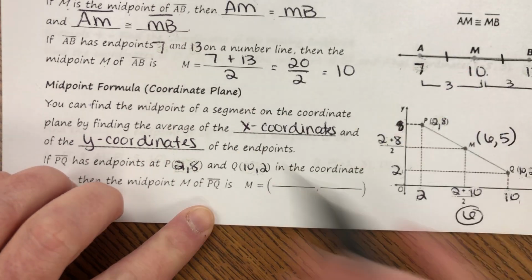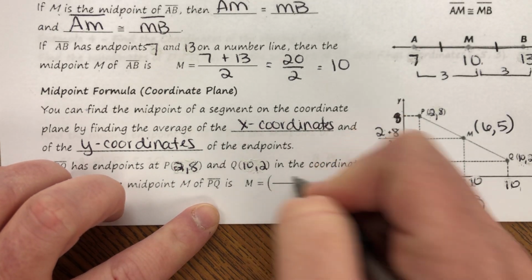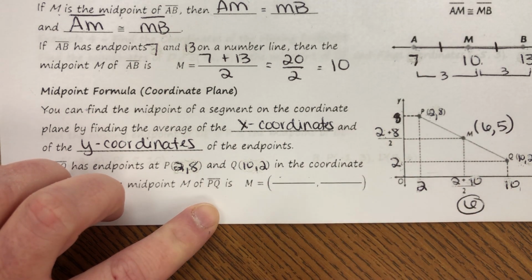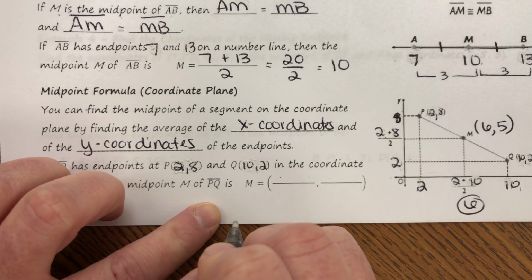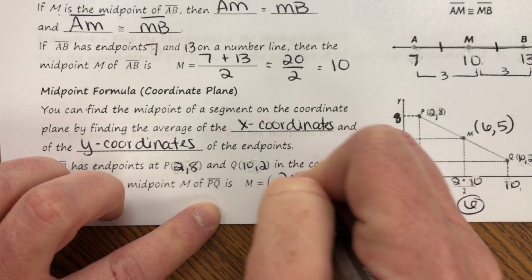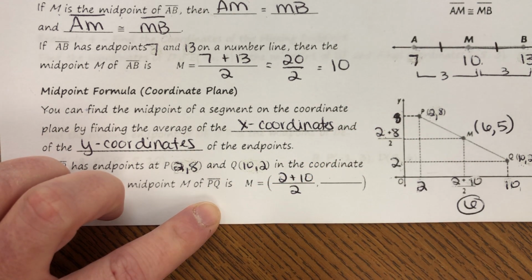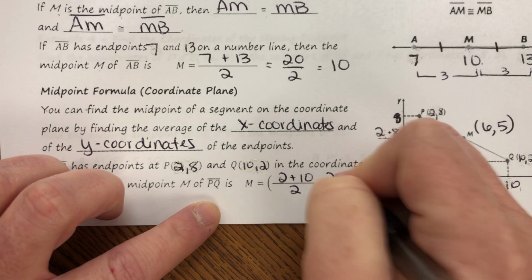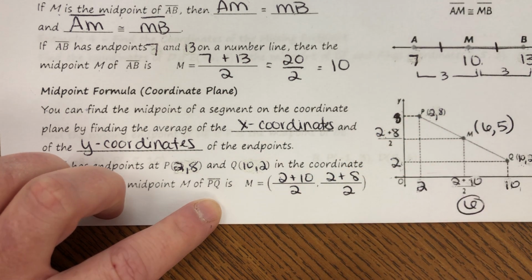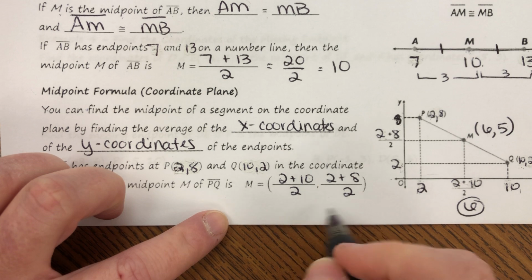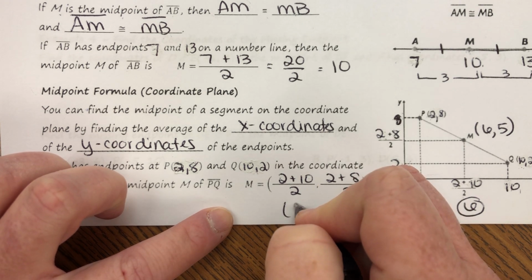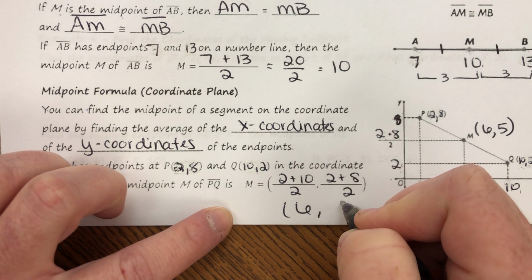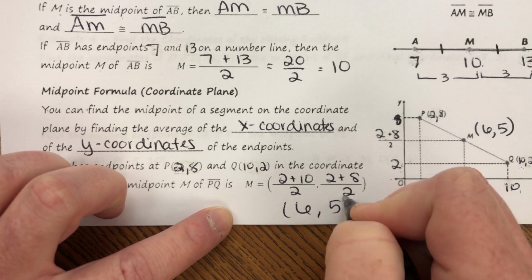If I wanted to just write it without a picture, I'm going to write x plus x divided by 2 and y plus y divided by 2. So here, my x's are 10 and 2 divided by 2. And my y's are 2 and, what did I say, 2 and 8. And then once we simplify that, like I said, we get 6, 5.